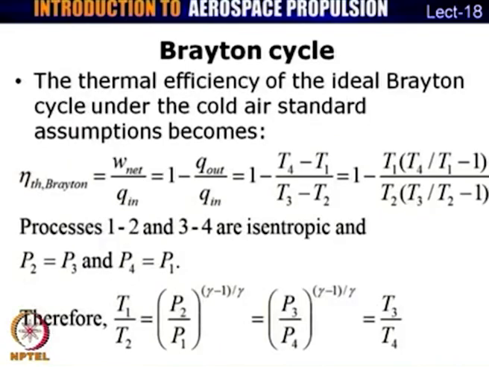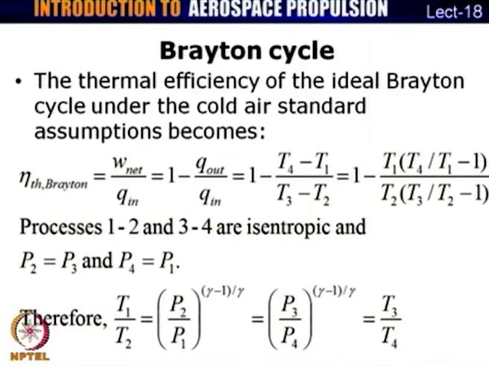Therefore, we can determine the thermal efficiency of the ideal Brayton cycle. Thermal efficiency is the net work output by the heat input, that is 1 minus Q_out by Q_in, which is 1 minus (T4 minus T1) by (T3 minus T2), which is equal to 1 minus T1 multiplied by (T4 by T1 minus 1) divided by T2 multiplied by (T3 by T2 minus 1).